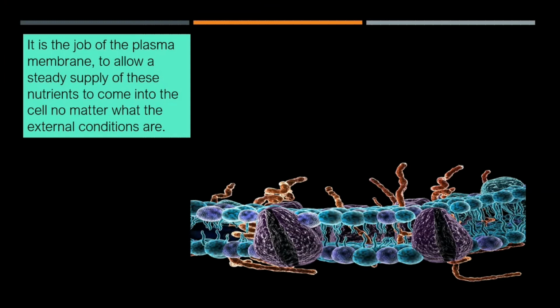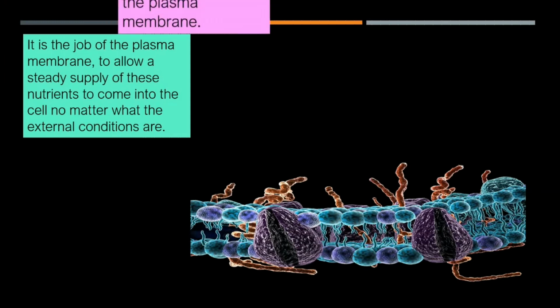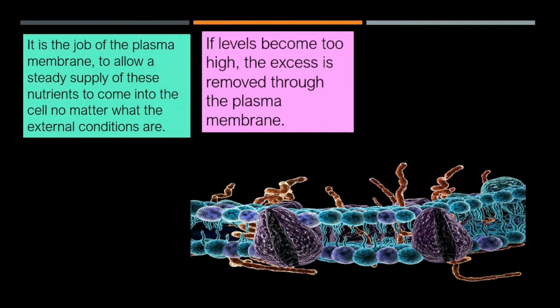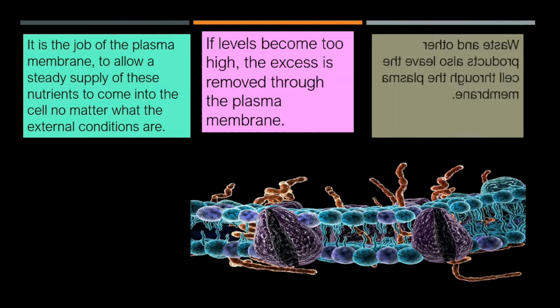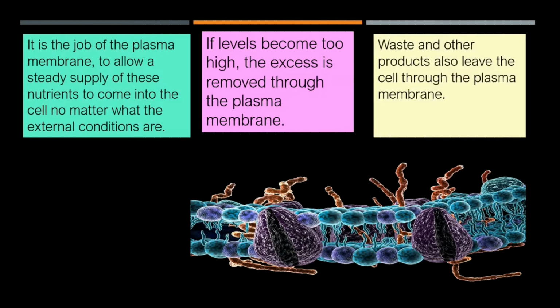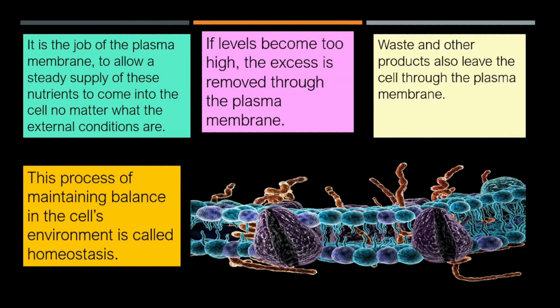However, too much of any of these nutrients or other substances, especially ions, can be harmful to the cell. If levels become too high, the excess is removed through the plasma membrane. Waste and other products also leave the cell through the plasma membrane. Recall that this process of maintaining balance in the cell's environment is called homeostasis.